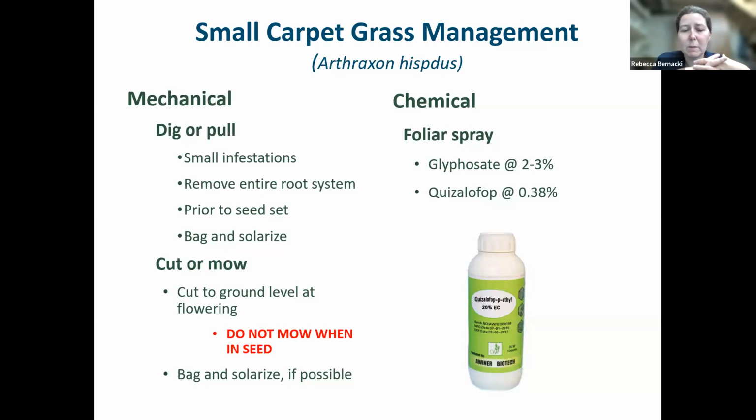There are some products labeled for foliar spray here, so some glyphosate products, recommended at 2 to 3% volume to volume dilution. Again, check your product label. And there is a quizalofop-based product as well that is labeled for the treatment of this plant.